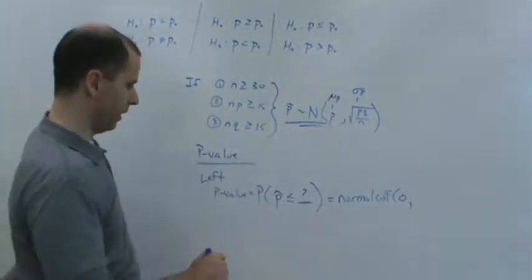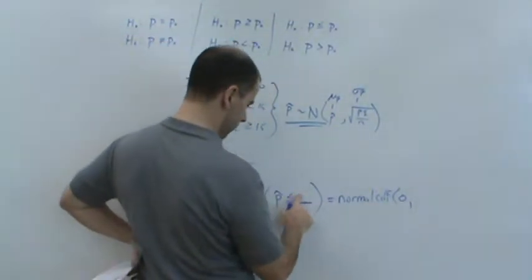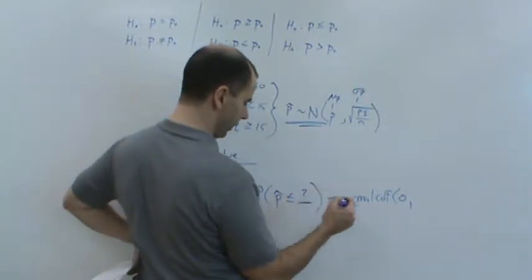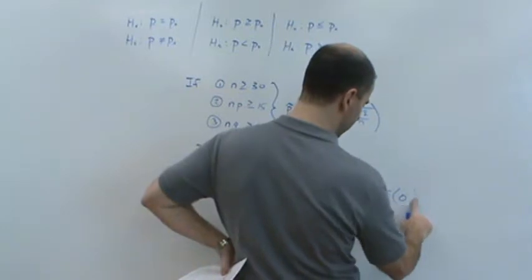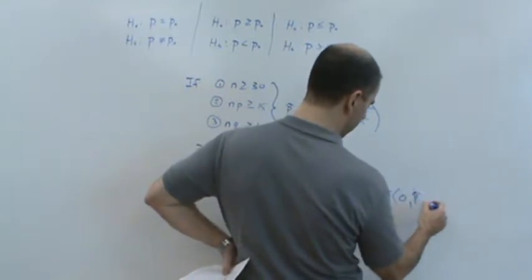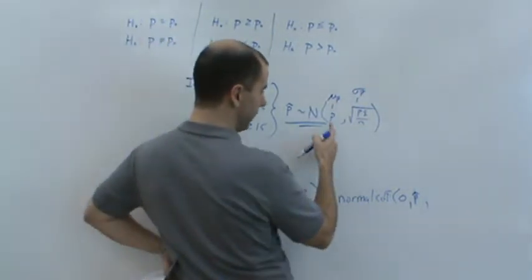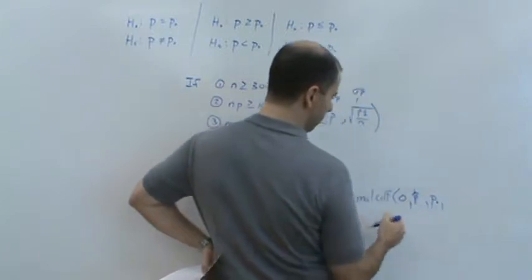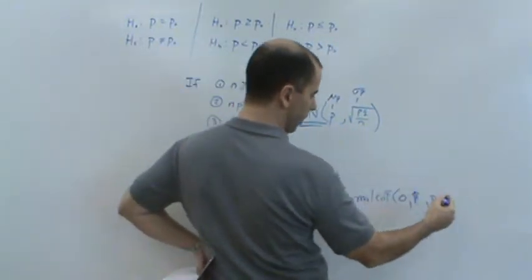Now, what's the upper bound? Well, it'll be whatever our p hat is that we calculated, so that goes here. I'll just put p hat, followed by the mean. Well, what's the mean? The mean is, under the null, p0, so we put p0 in here. And then our standard deviation is going to be this, so we stick this in here also.